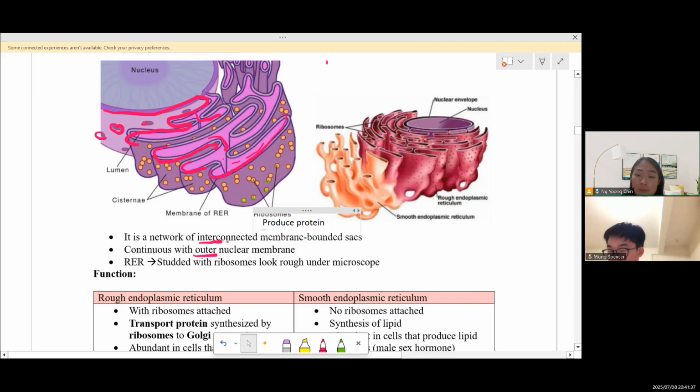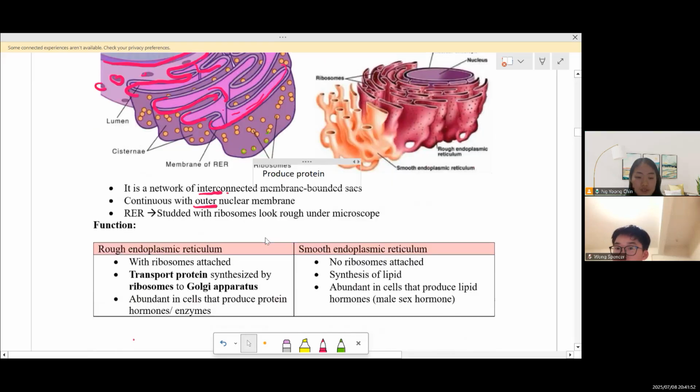So after the ribosome produces the proteins, the rough endoplasmic reticulum helps to transport the newly produced proteins from the ribosome into the Golgi apparatus, which is the factory. Okay, they will go to the factory. Their function is this one: they transport the proteins produced by the ribosome to the Golgi apparatus. You need to memorize this. You need to understand it.